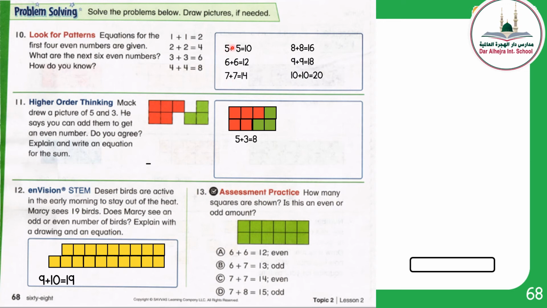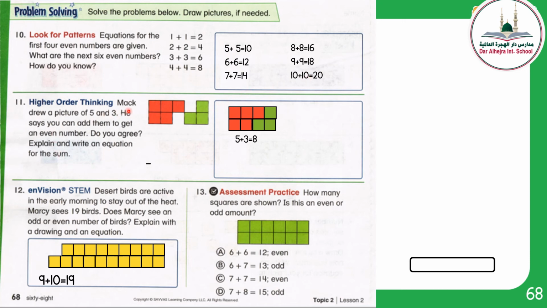We know that just by adding one more to each of the addends, we end up reaching the next even number. So if the last one here is 4 plus 4 equals 8, we can make the next one 5 plus 5 equals 10, then 6 plus 6 equals 12, and so on. So here we have already made the next 6 equations.